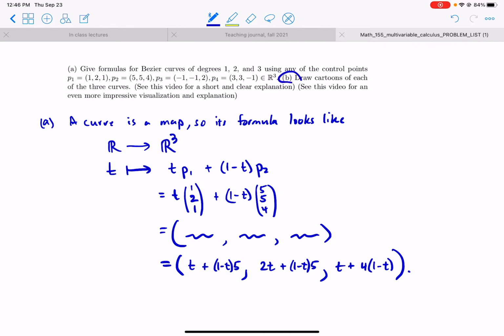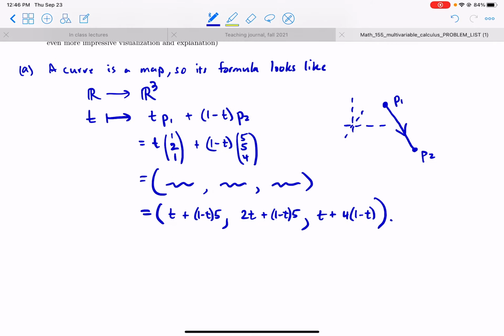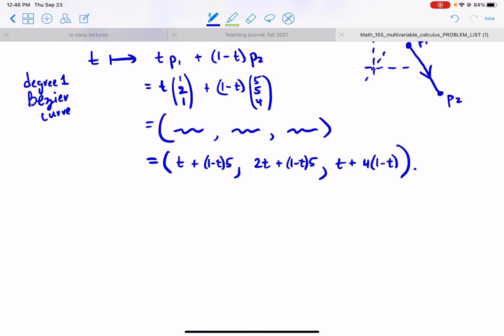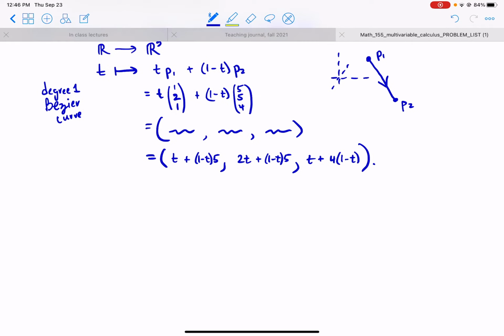Part B says for me to draw a cartoon of it. So here's my cartoon. In three-dimensional space, I have P1 and P2. And my Bezier curve looks like this. So this is a degree 1 Bezier curve. Okay, let's do a degree 2 Bezier curve. Degree 2, and then we'll do degree 3 and we're done.